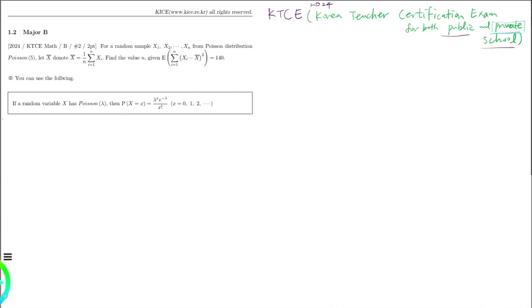I guess from 2 or 3 years ago, both public and private schools came to have the same type of certification exam, which is made by KICE, which stands for Korea Institution of Curriculum Evaluation.